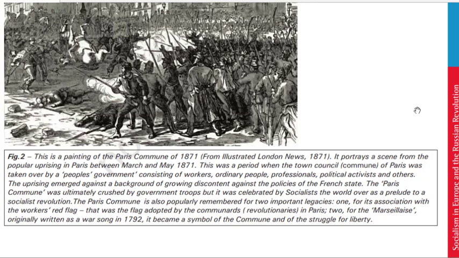The Paris Commune is also popularly remembered for two important legacies: one, for its association with the workers' red flag, that was the flag adopted by the communists, revolutionaries in Paris; two, for the Marseillaise, originally written as a war song in 1792, it became a symbol of the Commune and of the struggle for liberty.